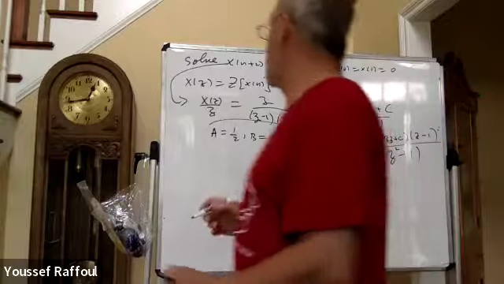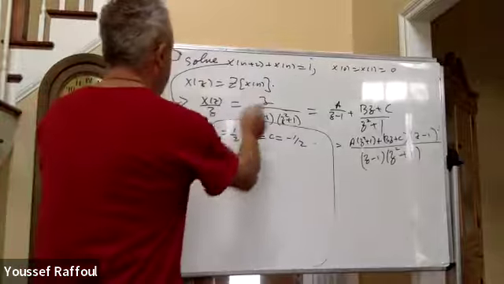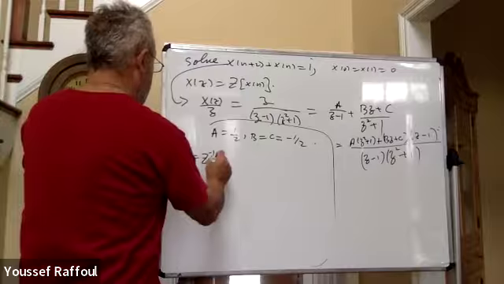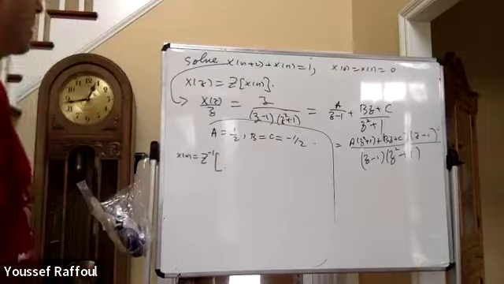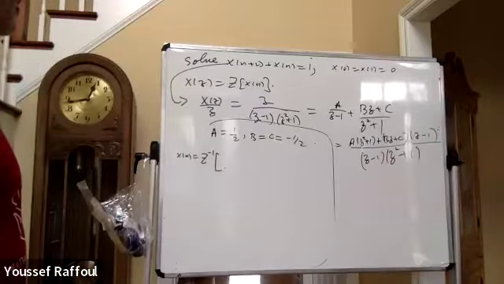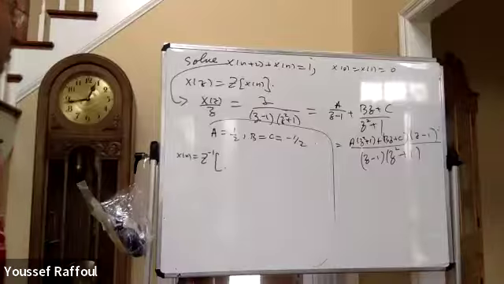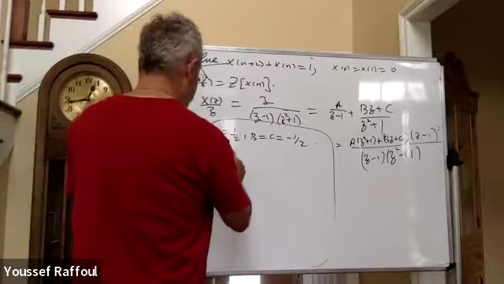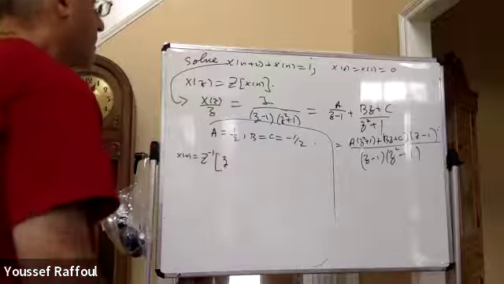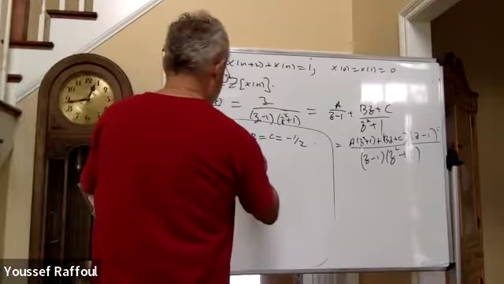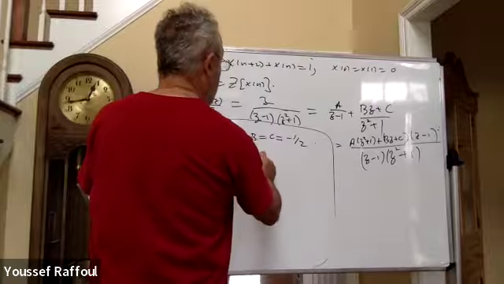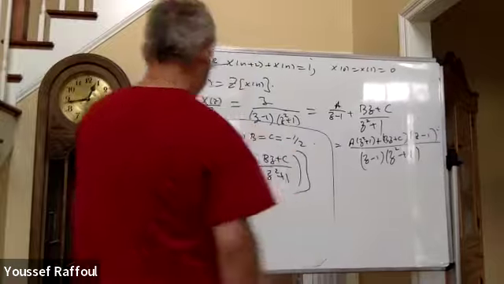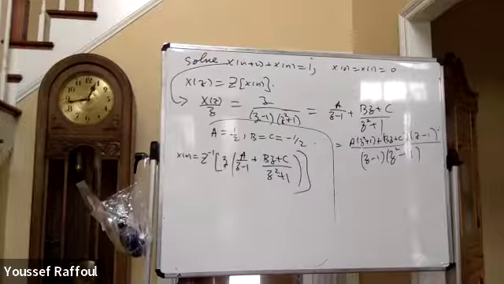All right. So now we have x n is the inverse of, we're going to divide by z, so we have z times a over z minus 1 plus bz plus c over z squared plus 1. Okay.